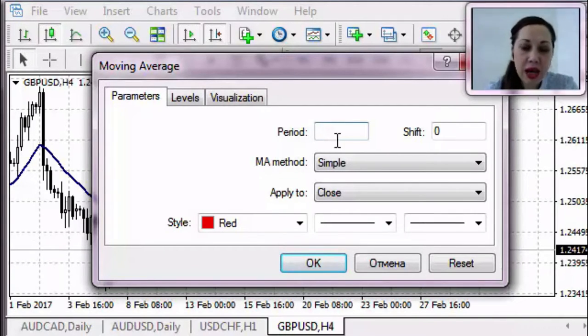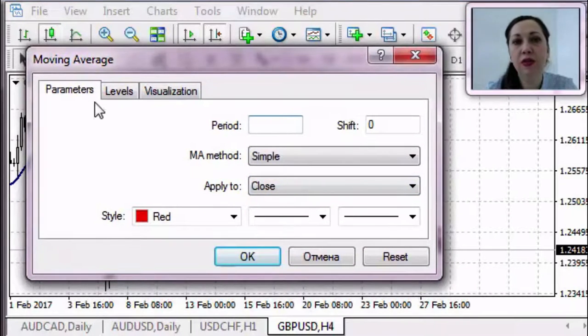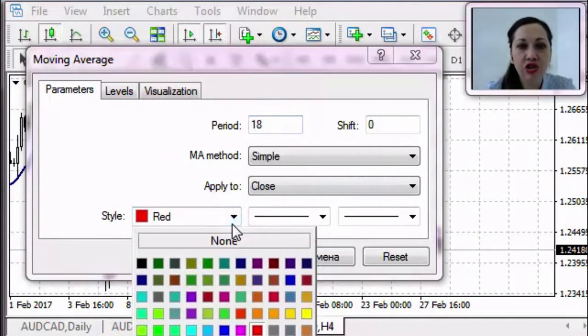Now I'm going to explain the structure of modification of each instrument. You go to the settings window and use parameters. For example, we can put the classical one, or what we need, 18, for example. You change the color.